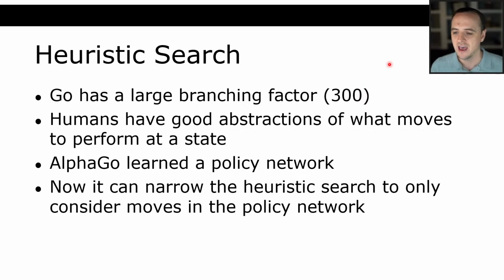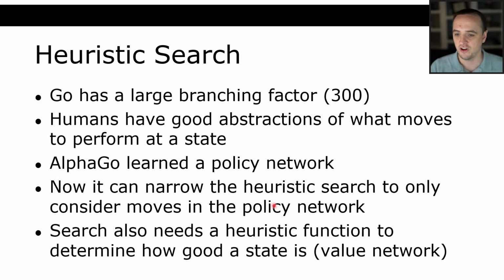And so what it did was, at each state where you're doing heuristic search, right? Think of alpha beta. How could you do 300 branching factor alpha beta? That would be gigantic. So it took those 300 moves and used the policy network to make it just 3 moves. And so now it can search to depth 20 or 30, where before it could only search to depth 2 or 3. And the search also needed a heuristic function to determine how good a state was, and that's exactly what the value network was.